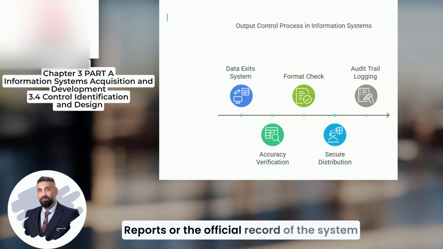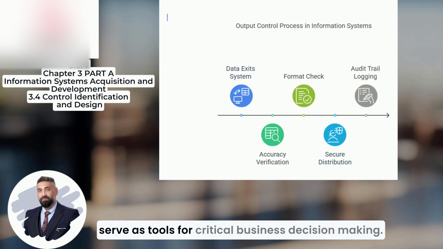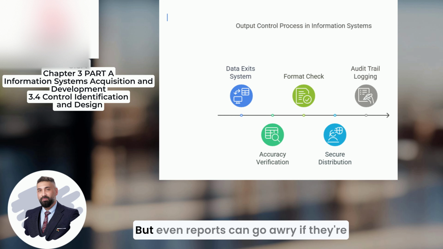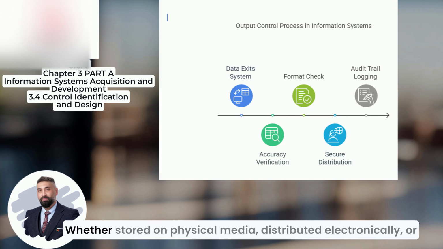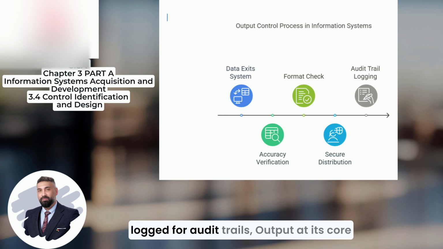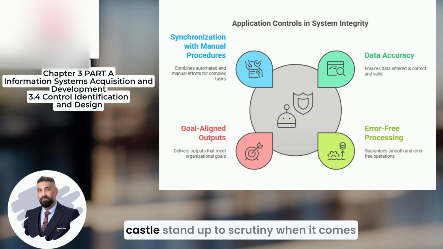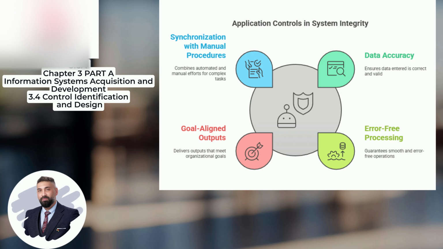Reports, or the official record of the system, serve as tools for critical business decision making. But even reports can go awry if they're not cross-verified for accuracy and timeliness. And of course, the journey of output must always remain secure, whether stored on physical media, distributed electronically, or logged for audit trails. Output, at its core, is about ensuring the operations of the digital castle stand up to scrutiny when it comes time to show outcomes to the world.